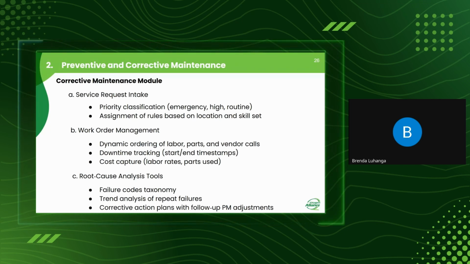On the work order management, as I already said, if you do not have the capacity to do the maintenance as a facility, you can always order labor from outside, the spare parts, but also vendor calls. You can also track the downtime, that is, if it is taking longer than expected to do the maintenance.